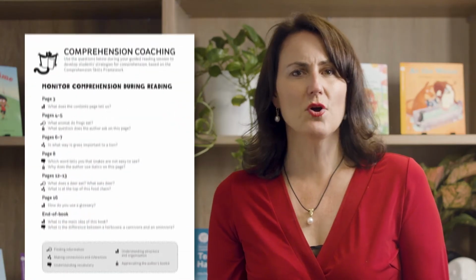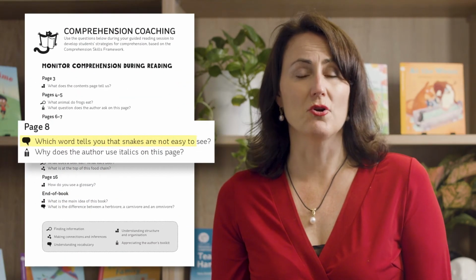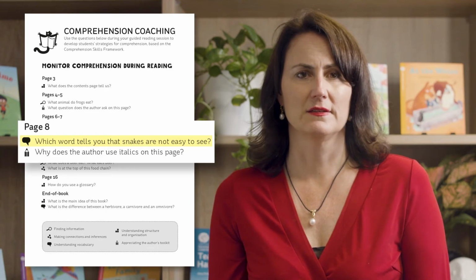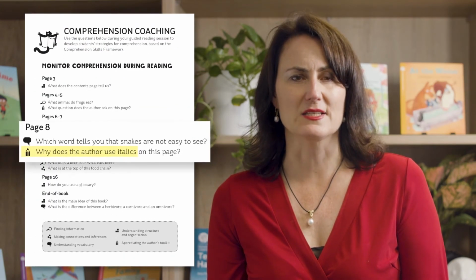Now that you have had a chance to read the text, I'm going to ask a question that would require students to practice the skill of understanding vocabulary. The question is, which word tells you that snakes are not easy to see? Next, I will ask a question that asks students to practice the skill of appreciating the author's toolkit. Why does the author use italics on this page?